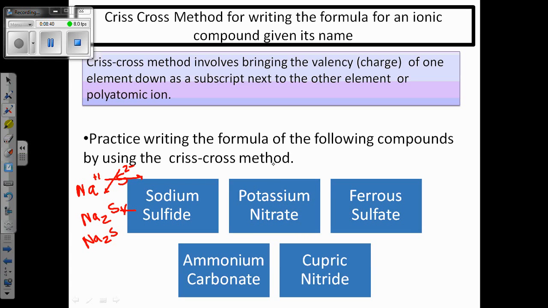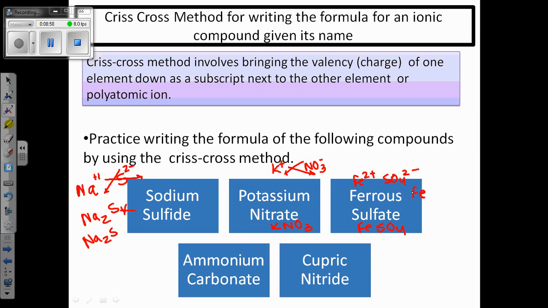Now, potassium nitrate. You know potassium is 1 plus and nitrate is NO3 minus. You crisscross it. The formula is KNO3. Ferrous sulfate. So you know it is Fe2 plus. Sulfate is SO4 2 minus. You crisscross them and it is FeSO4.